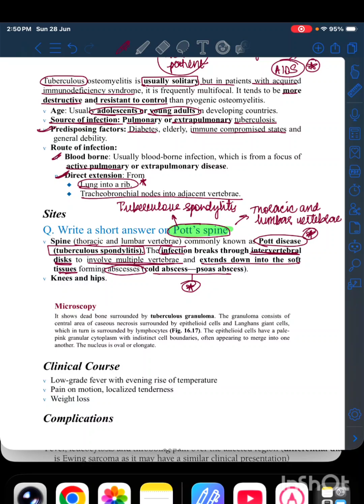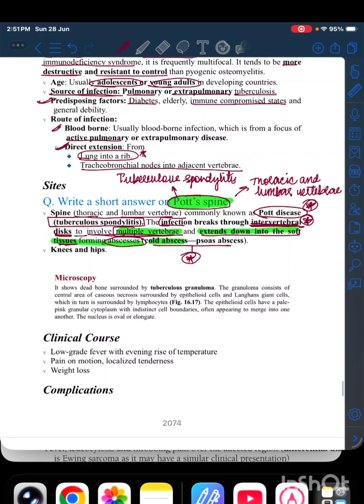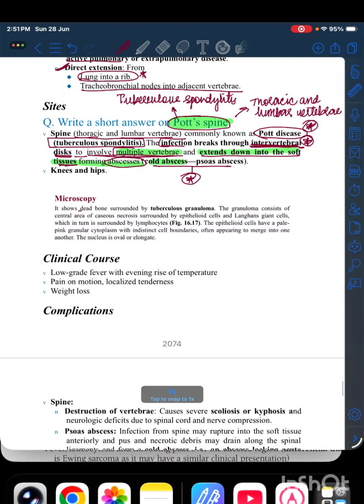The infection breaks through the intervertebral disc to involve multiple vertebrae. This is the key. Multiple vertebrae, extending down to soft tissue, forming an abscess. It will form a cold abscess. Microscopy shows dead bone surrounded by tuberculous granuloma.